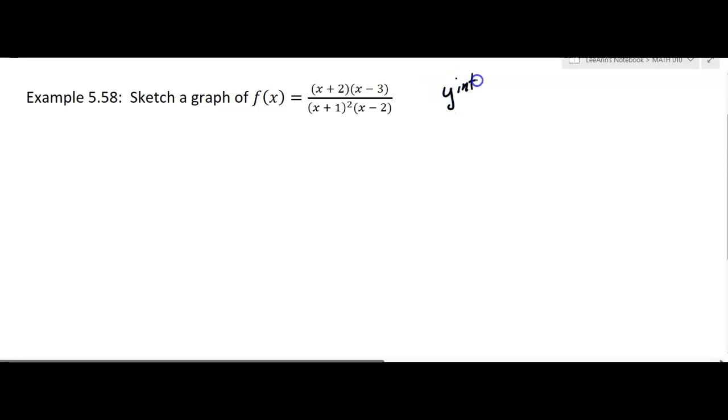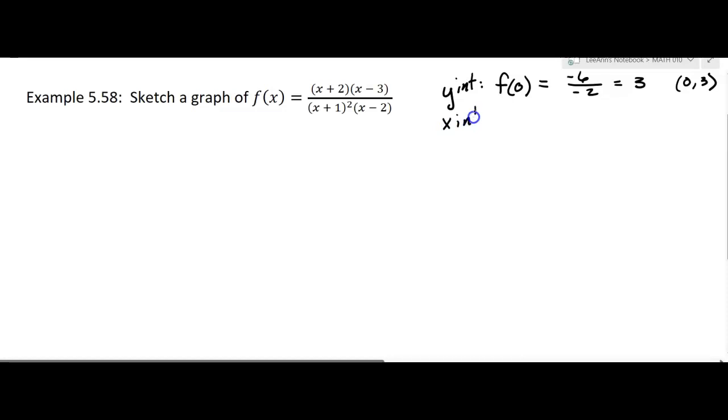Maybe I'll write my work over here. So my y-intercept is going to be at f of 0. If I put in 0, I'm going to get a negative 6 up in the numerator, and in the denominator, it looks like I'm going to get a negative 2. So I'm going to get 3. Now that's an ordered pair that I know then, (0, 3). Okay, so I want to keep that in mind.